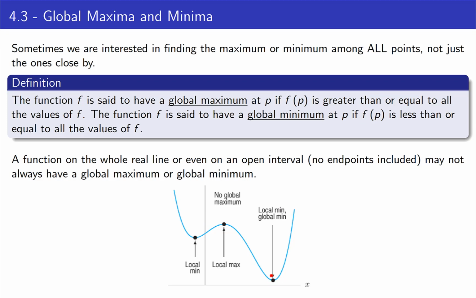However, this point right here, another local min, you'll notice that this has the lowest point of anywhere on the function. That's what makes it a global min. Also, if you look at this graph, it seems to just be shooting off to infinity on both sides, which means that there's actually no global maximum, because it never reaches any sort of highest point on the whole interval.